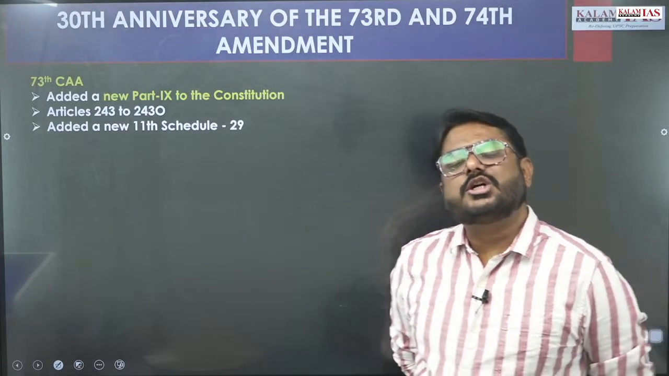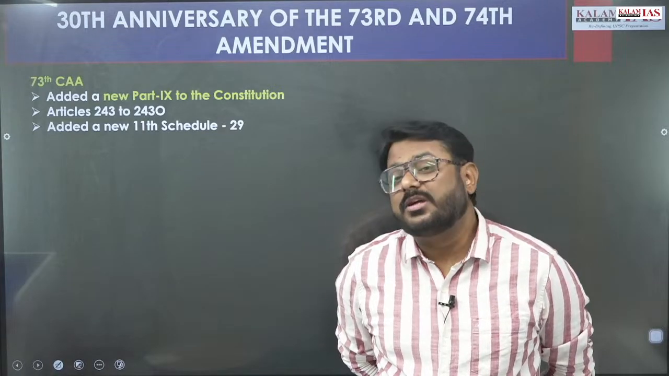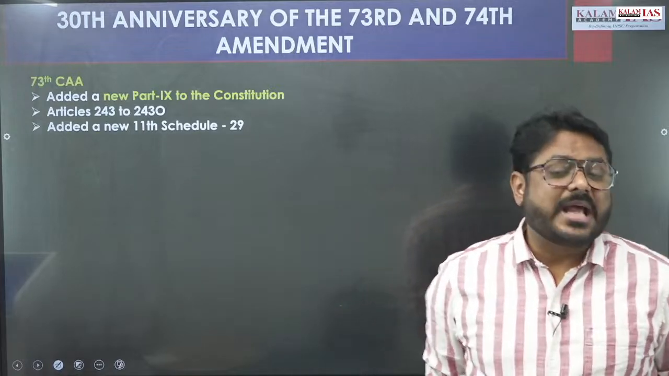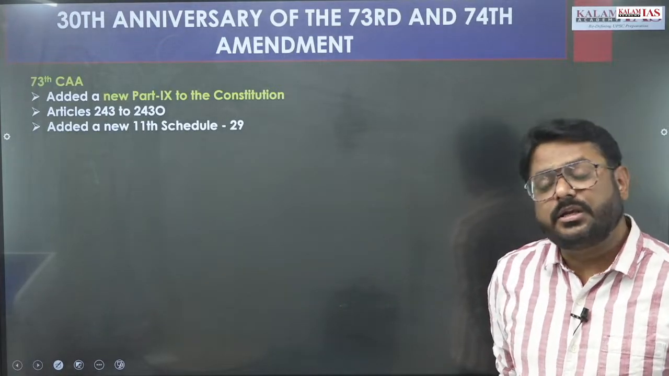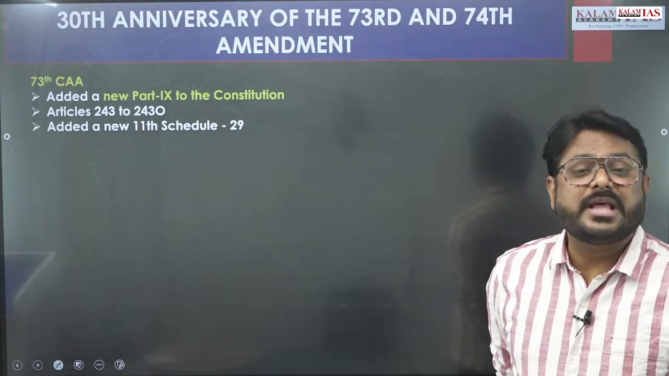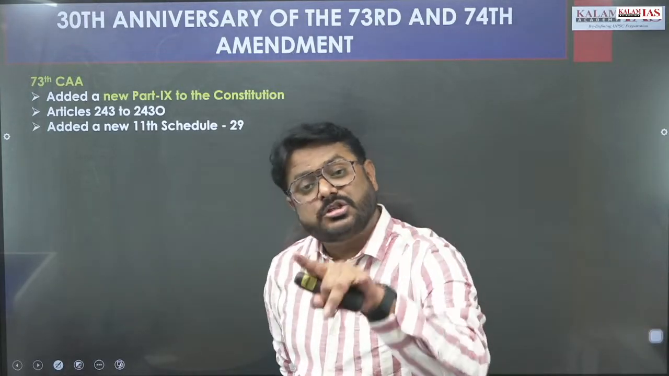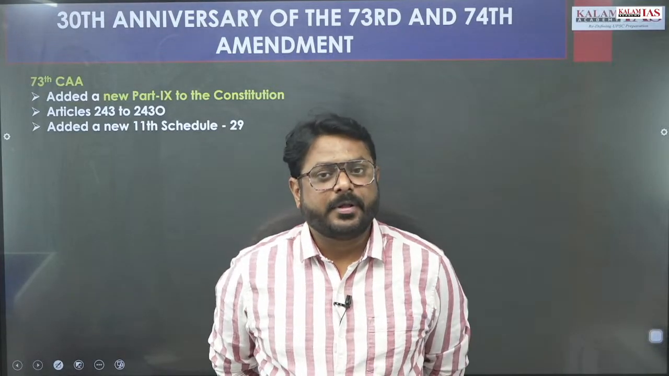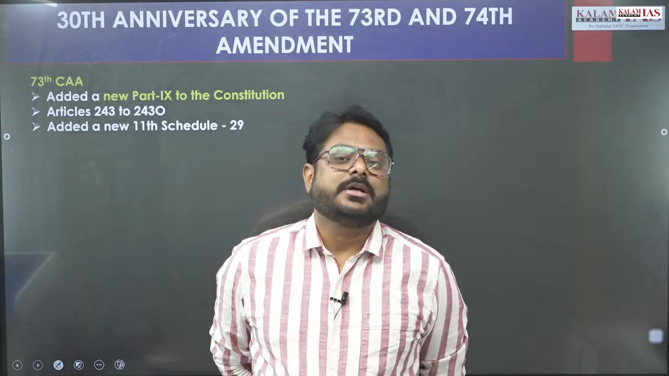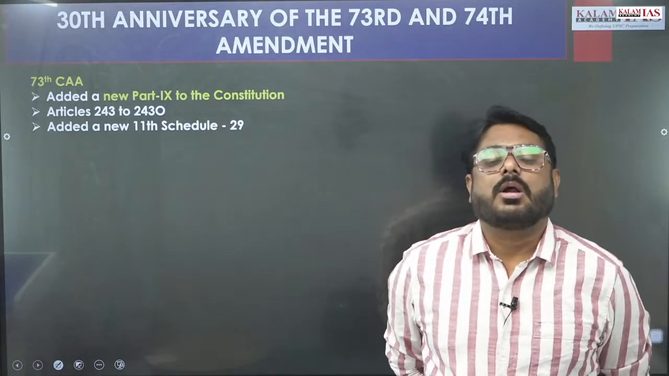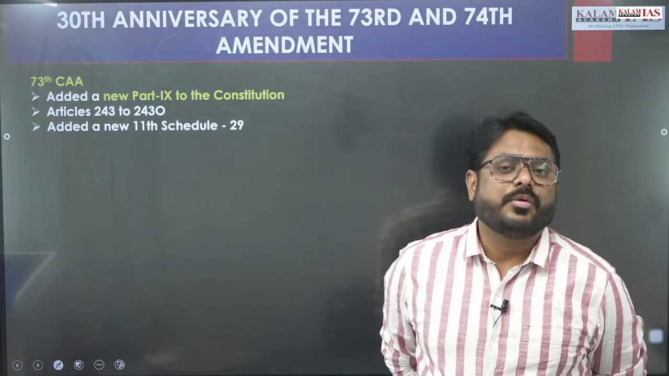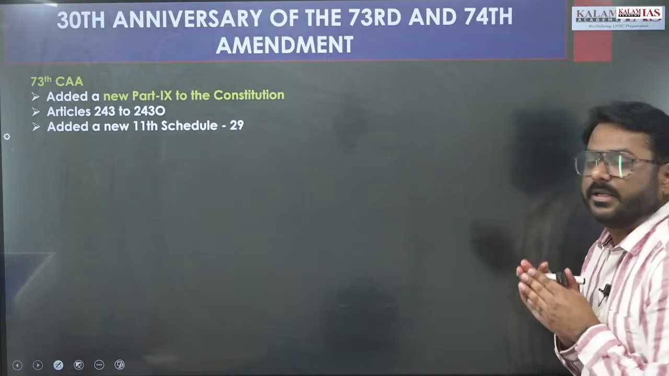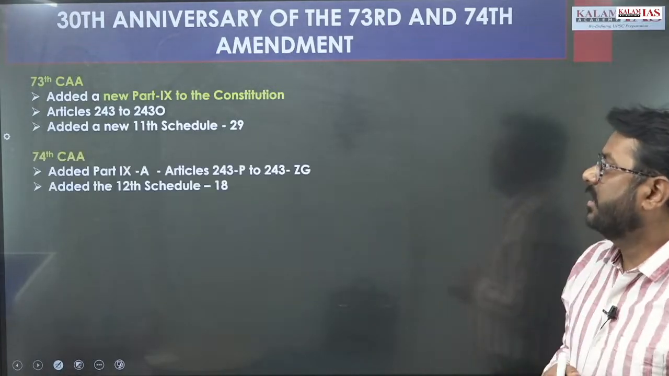So through the 73rd Constitutional Amendment Act, a new part was added, that was part 9 of the Constitution of India. Several articles were added, that was article 243 to 243O. The 11th schedule of the Constitution was added. Within the 11th schedule, 29 items have been put up, that on these 29 items the Panchayati Raj government will have the power to function.